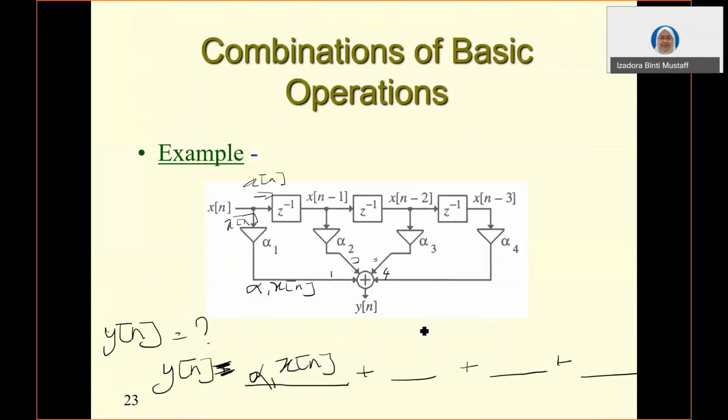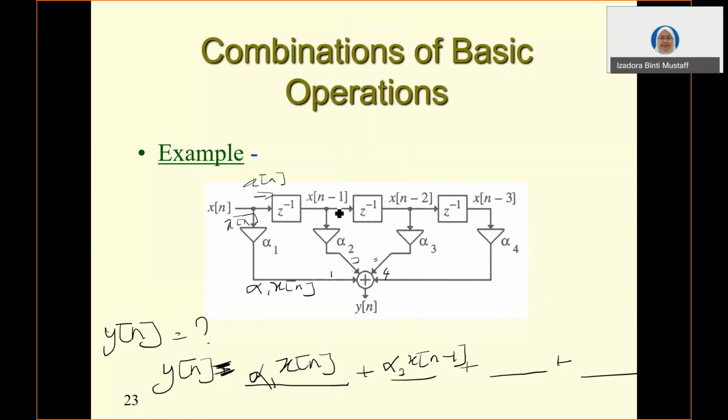Now the second term: xn goes into the delay unit. When it goes into the delay unit, it is delayed by 1, so it becomes xn minus 1. Xn minus 1 goes into the branching unit. What is the output? The same: here is xn minus 1 and this is also xn minus 1. So xn minus 1 is multiplied by alpha 2. You get alpha 2 xn minus 1.